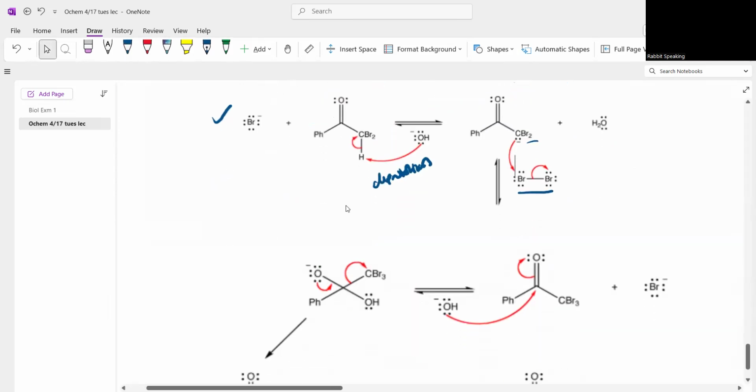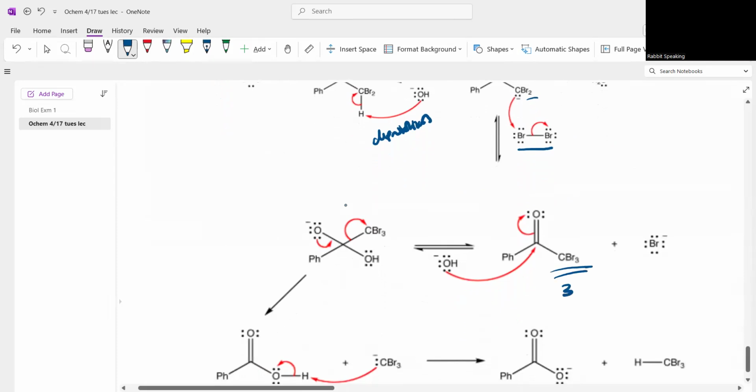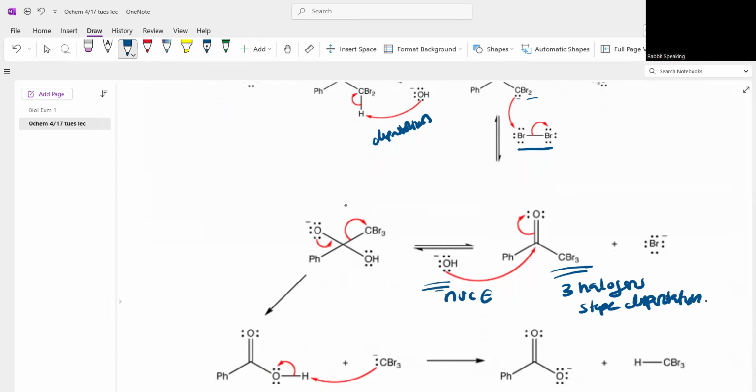And yeah. At the moment we now have 3 halogens, it will stop deprotonation, like the hydroxide won't deprotonate anymore. Instead, this hydroxide will react like a nucleophile, come attack the electrophilic carbon here, and then push in those electrons, and we form this structure. We have our CBr3, which we said is a good leaving group. 3 halogens, kind of key here, I guess.